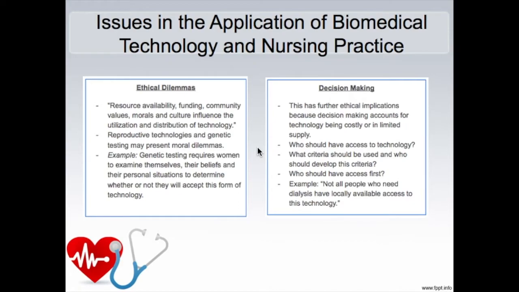Decision-making is not only influenced by ethical dilemmas, but also by the cost and availability of technology. A limited supply of certain technologies promotes the need to ask important questions, such as, who should access this technology? And who should have access first? What is the criteria and who decides the criteria? For example, not all people who need dialysis have access to that technology, and of those who already receive dialysis, not all have access to portable dialysis machines.